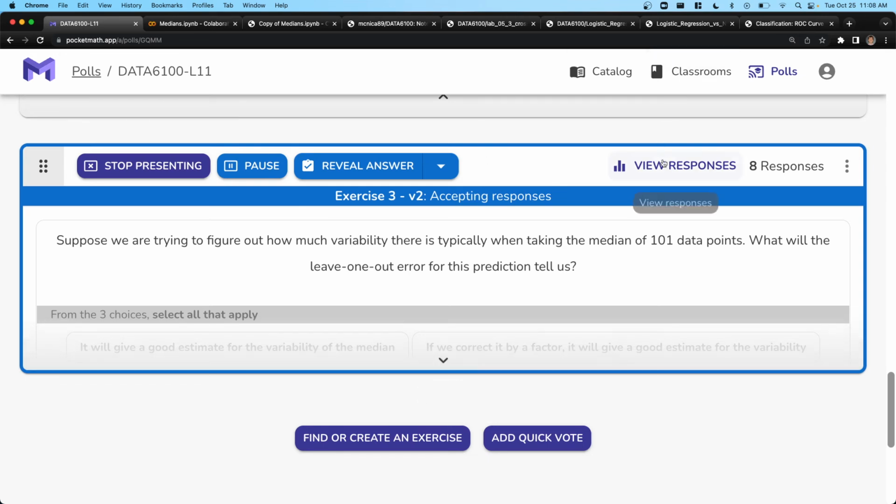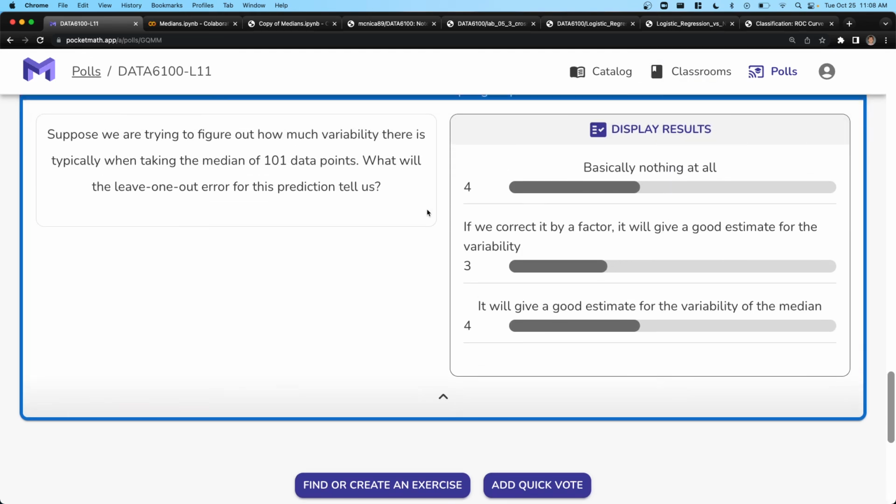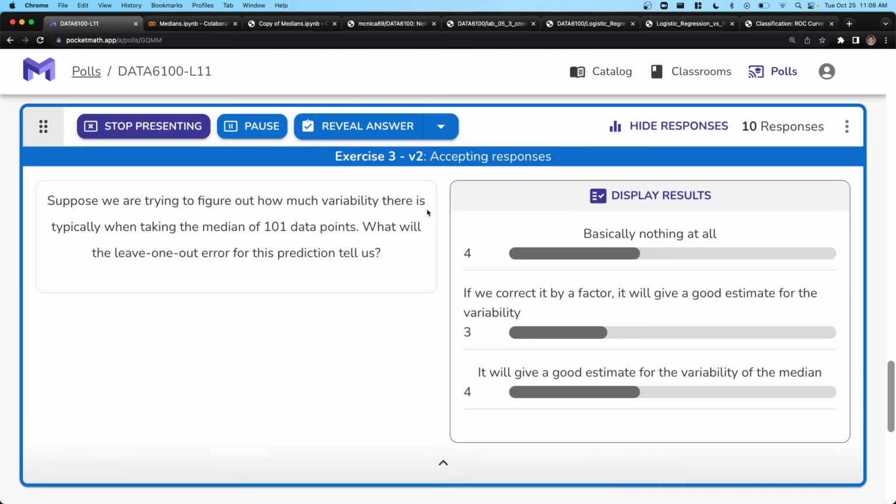Okay, so we're up to 8. Let's see what people think. Okay, it's still somewhat split. So let's go to the board.